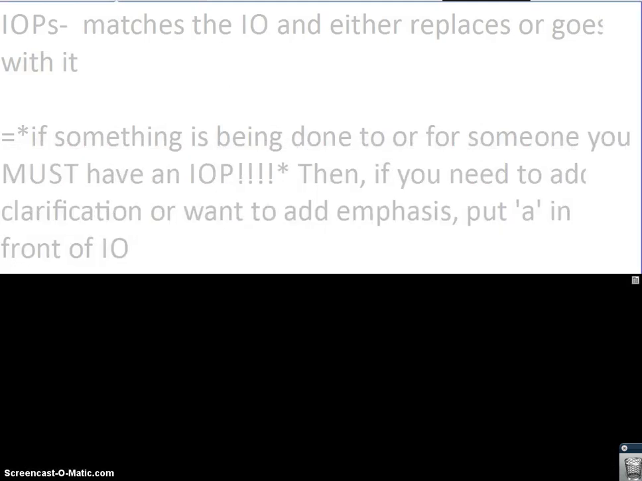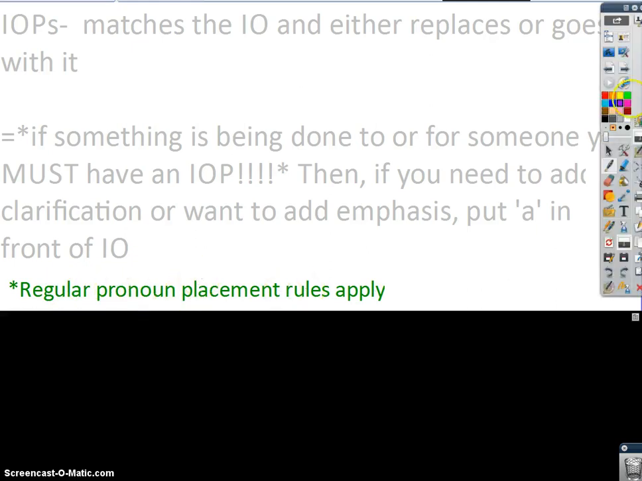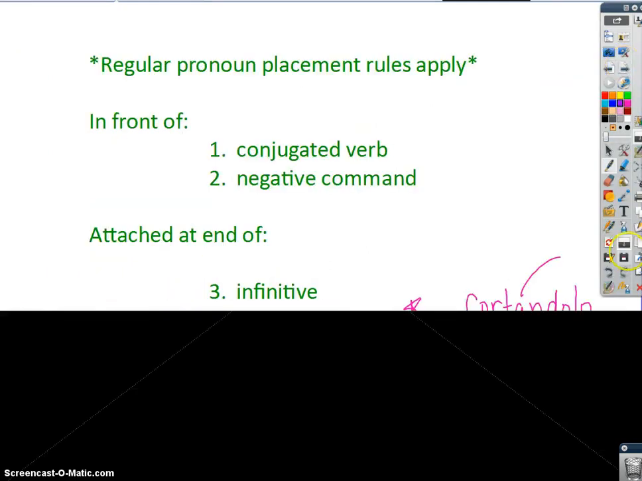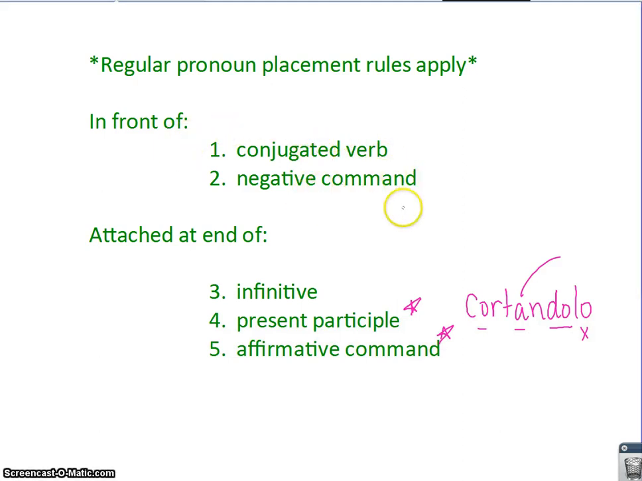Okay, you guys already have this information written down. I'm just following it up, that regular pronoun placement rules apply. So go ahead and write that down next in your notes after what we just wrote. And let me just remind you, you don't have to write this in your notes. We'll put a sticky note in this spot in your notes next class, but here are your regular pronoun placement rules. In front of a conjugated verb or negative command, attached at the end of an infinitive, present participle, or affirmative command. That's just a reminder.